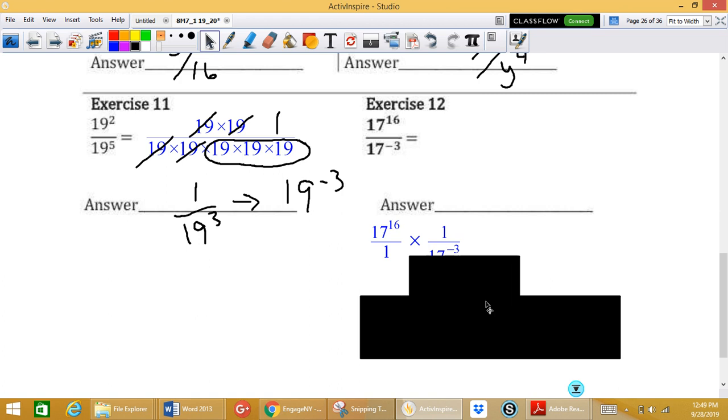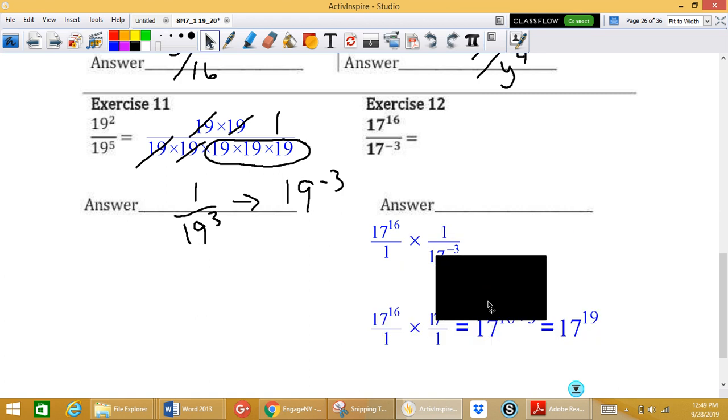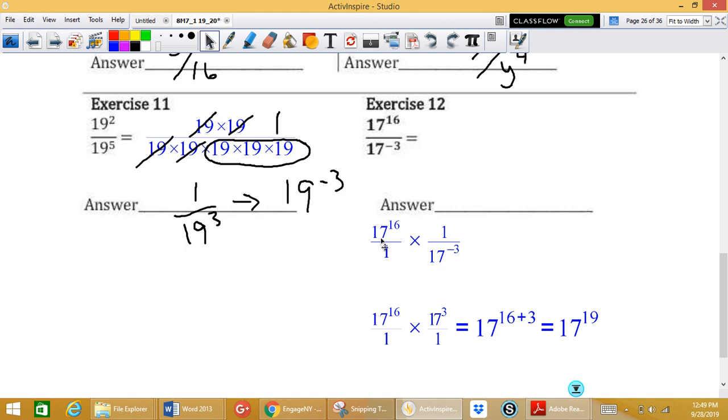The next one is 17 to the 16 over 1 times 1 over 17 to the negative 3, because I just broke those two apart. So I have to flip this one here. So then I get, there is a division bar here. So then I come down here and I wind up with 17 to the 16th times 17 to the third. So I add the exponents and I get 17 to the 19th.